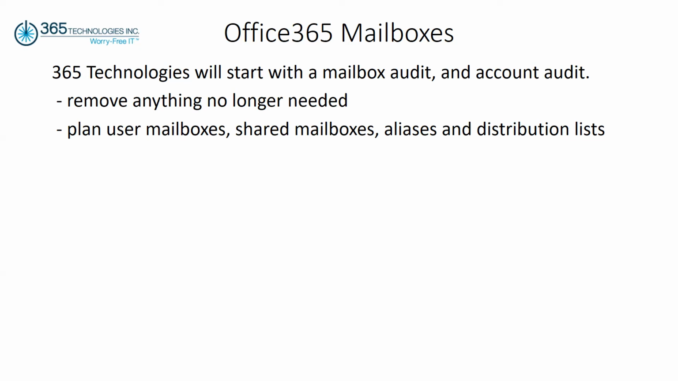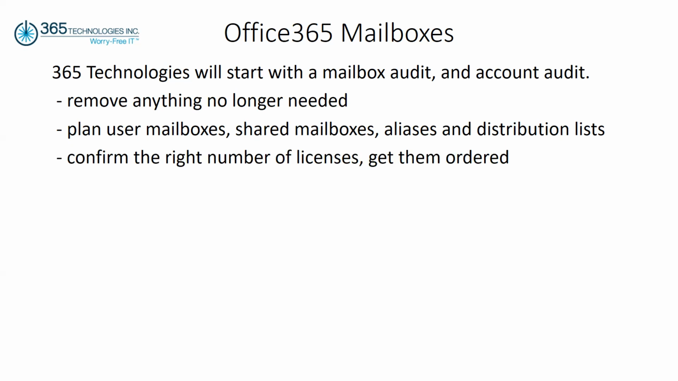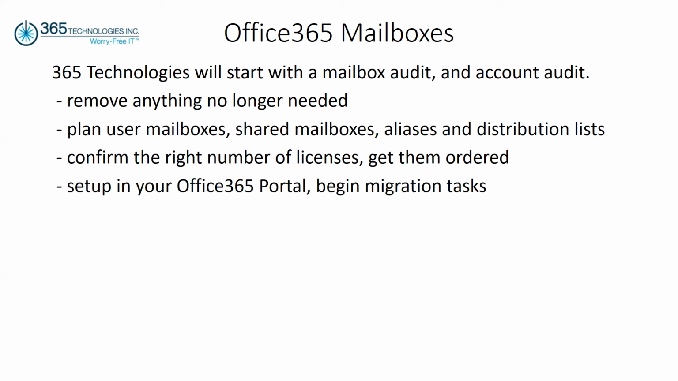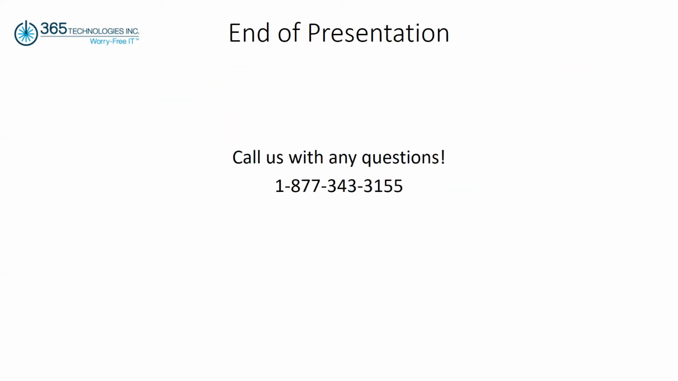So just like I did in the example there where we put those pieces together using the minimum number of user mailboxes, because those cost money, we want to use all the mechanisms available to us to create all that good workflow and mail routing and mail retention and our ability to work on messages. We want to put that together with the minimum number of user mailboxes that we have to buy. Once we confirm the right number of licenses, get them ordered, set up the Office 365 portal, and begin migration tasks. So that's the end of the presentation.